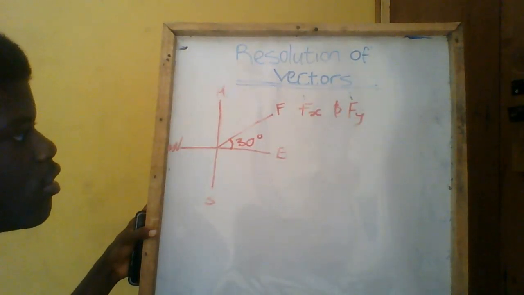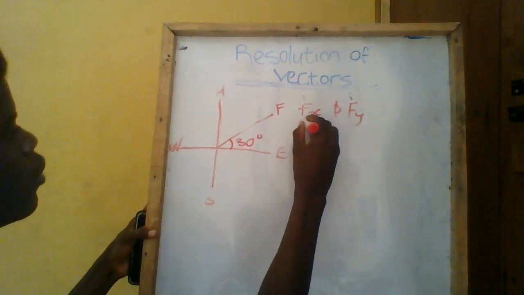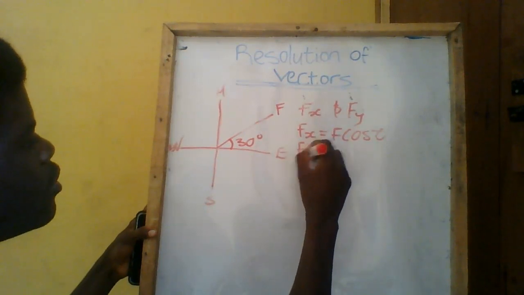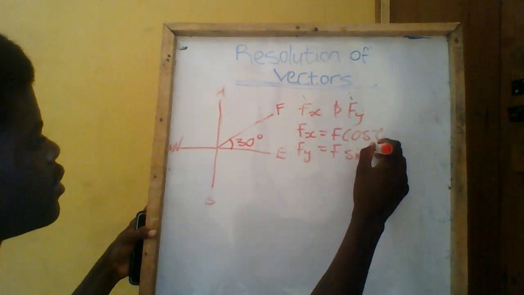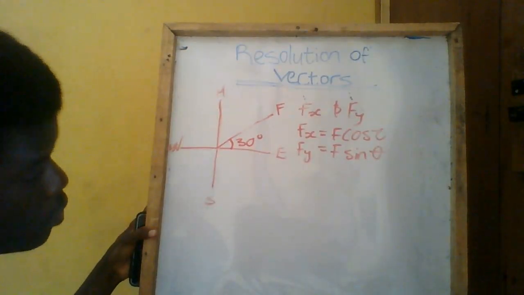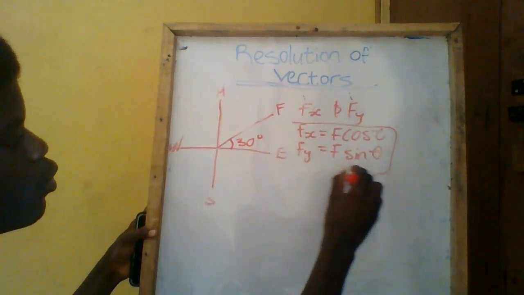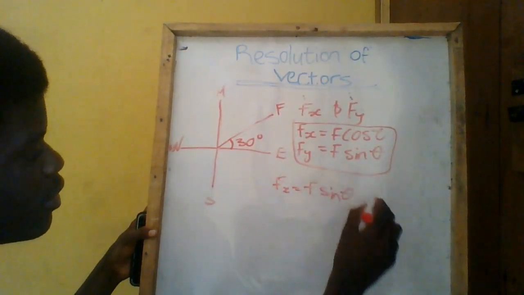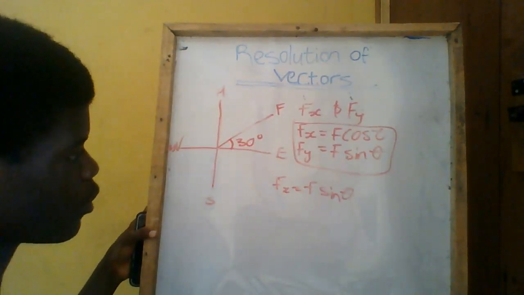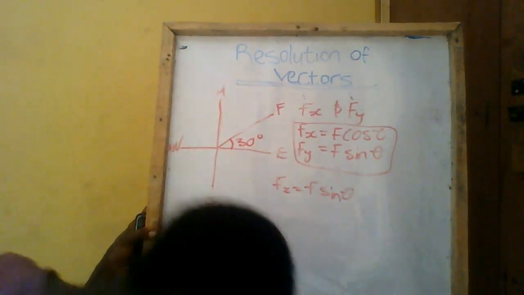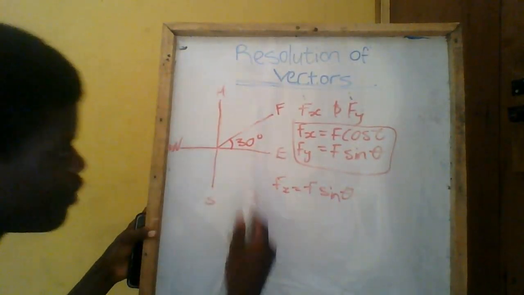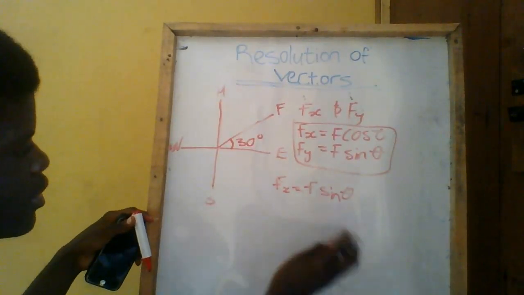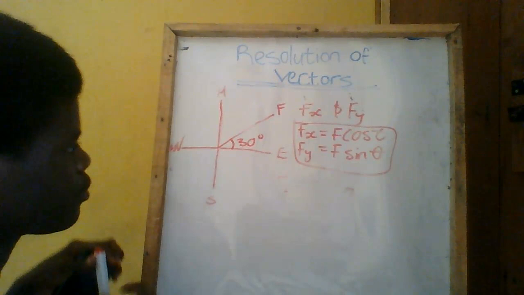And our knowledge is that Fx is always F cos theta and Fy is always F sine theta. Well, this is true, but we should also know that Fx could be F sine theta. Yes, Fx could be F sine theta, and I'll explain that. You need to understand these concepts, that it's not every time Fx is F cos theta and Fy is F sine theta. It's just understanding the concept and you understand everything. So that's what I want to explain now.